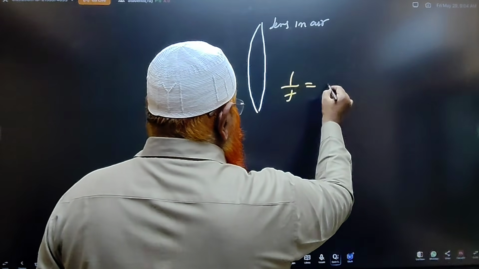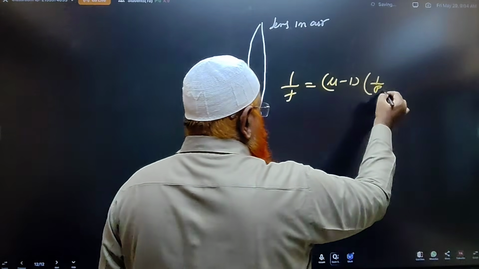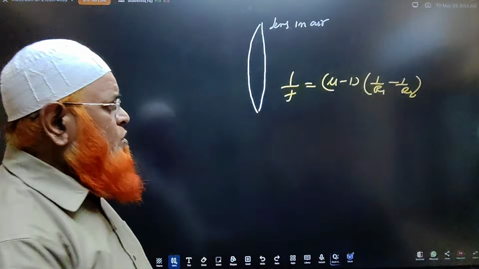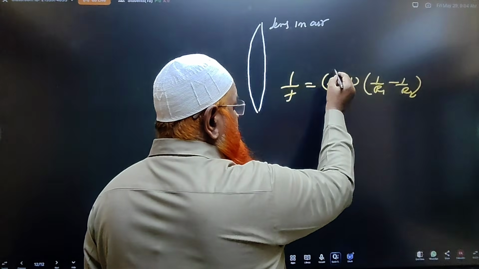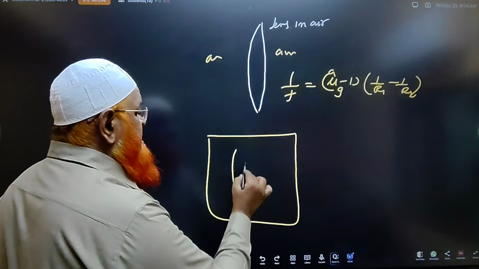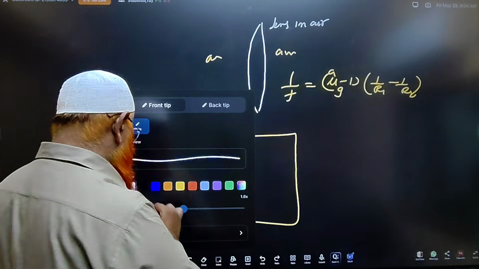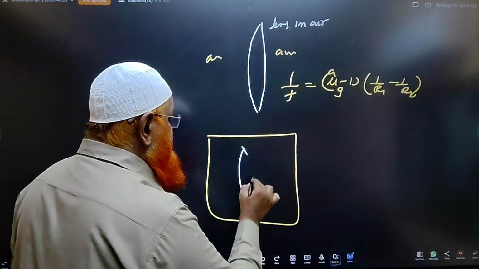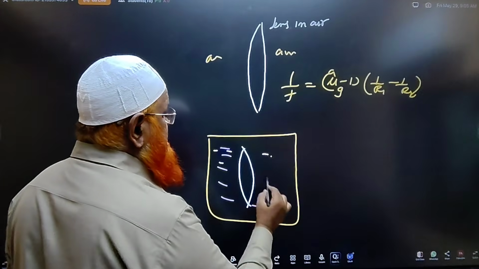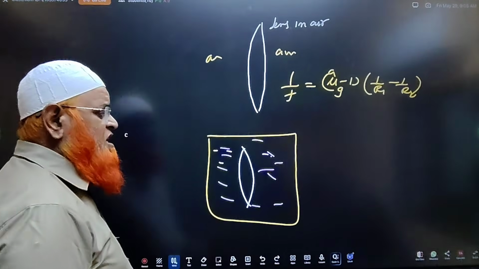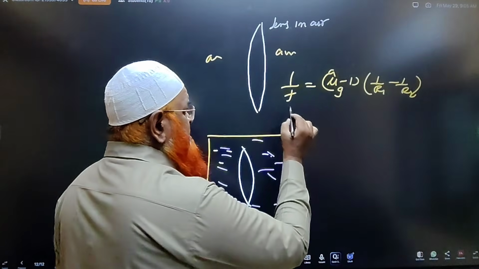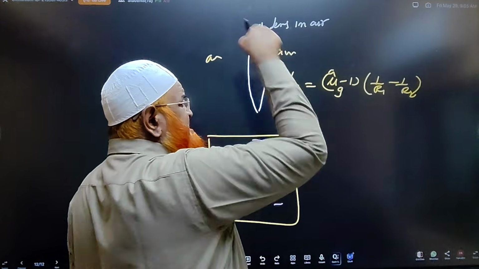You know 1 by f is equal to (refractive index minus 1) times (1 by r1 minus 1 by r2). This is an equiconcave lens whose refractive index is given, placed in air. Now I will place this same lens inside the water. This is the water, let us imagine. So water is surrounding the lens. If water is present, what will you write as the formula here?